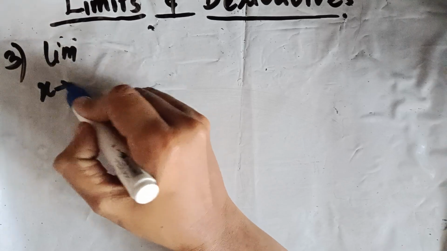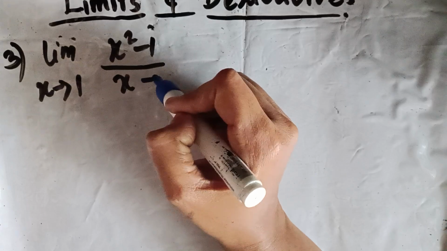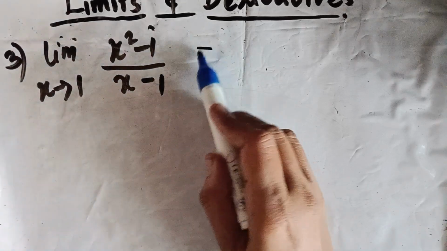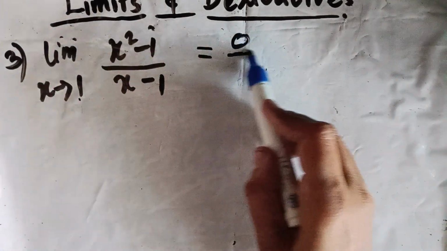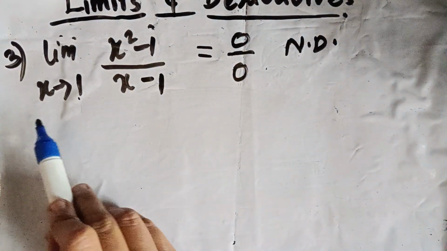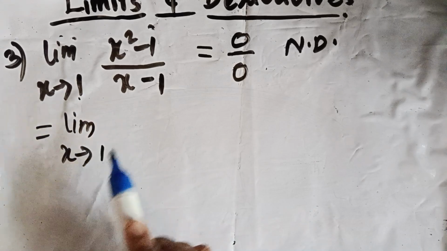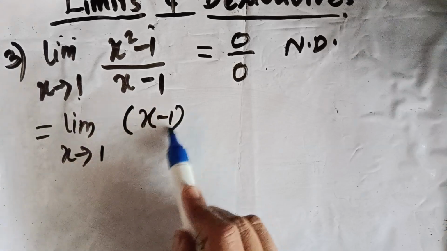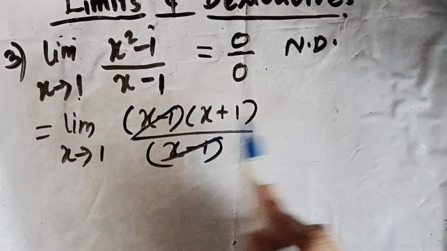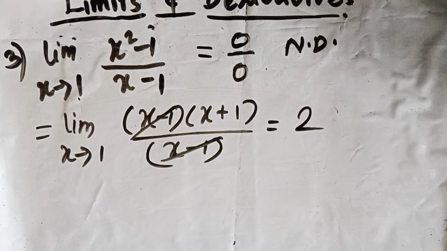Limit as x tends to 1, x square minus 1 upon x minus 1. So here also, if you see, when you put 1, you will get 0 by 0 form, which is not defined. So we have to reduce this. To reduce this, we have to factorize. Again same formula, x minus 1, x plus 1 upon x minus 1. So we'll get 1 plus 1, 2.